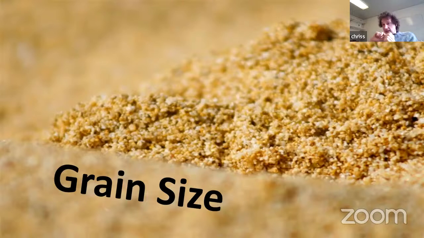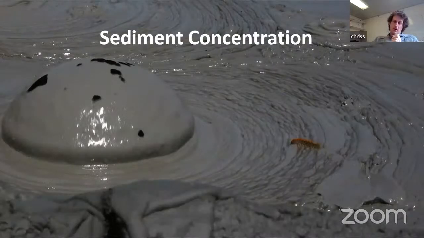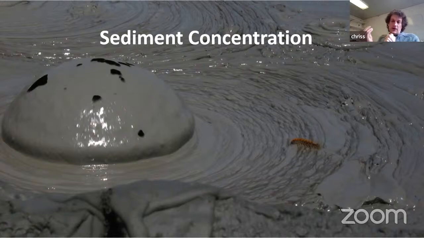Grain size, it's just the size of the grains. Coarse is sand, fine is mud. The concentration of sediments is fundamental to the flow's ability to transport and suspend that sediment load. And that is separate from the size of the grain. Okay?